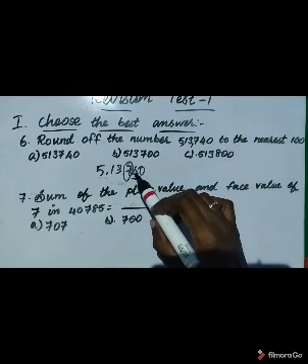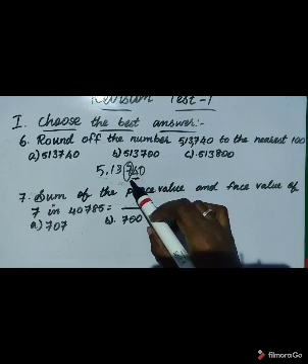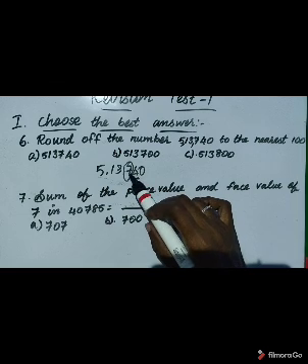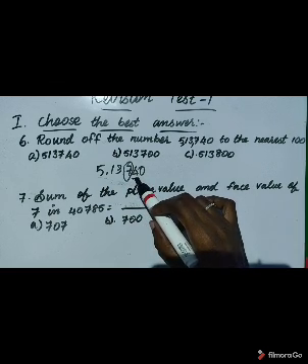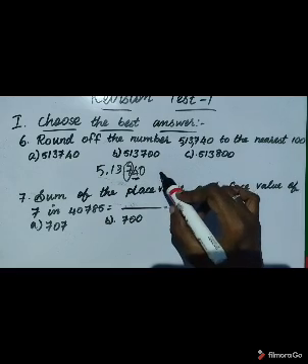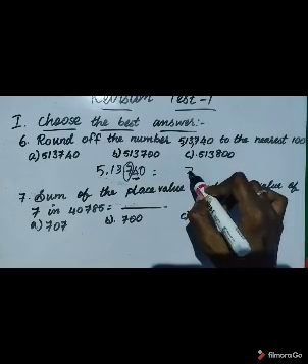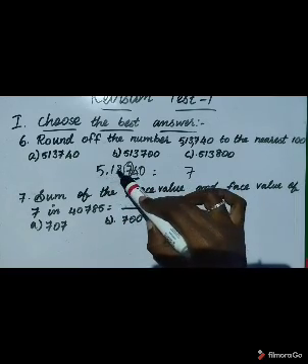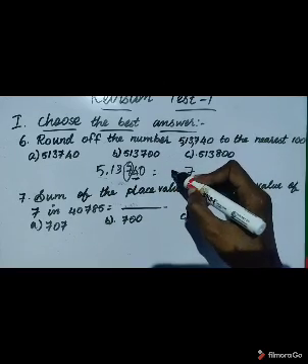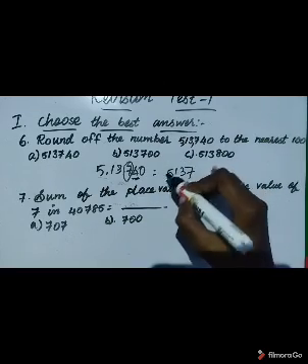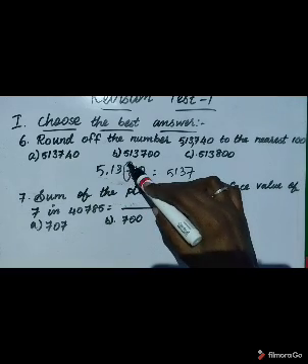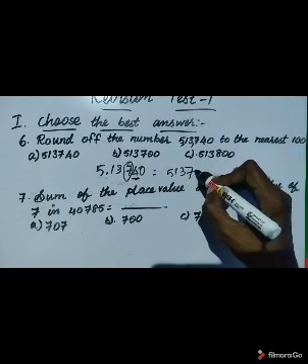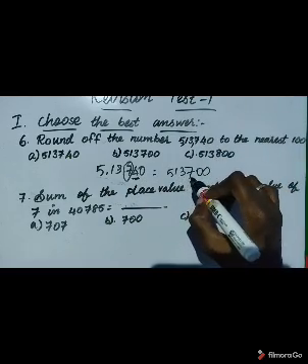Next one, sum of the place value and face value of 7 in 4,40,785. So sum means what you have to do? You have to add the place value and face value of 7. In 440,785, 7 is here. So first you find the place value of 7. Place value means you multiply the number by its place. The place is 100. So 7 into 100, 700. So the place value is 700.